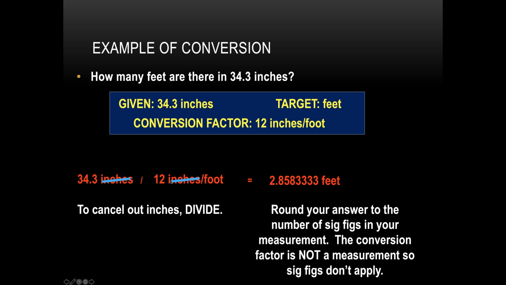12 is a conversion factor, not a measurement, so sig figs don't apply. So we look to our original given. 3 significant figures, so we need 3 significant figures in the answer, 2, 8, and 5. Except the next number rounds 5 up to 6, so we get 2.86 feet.